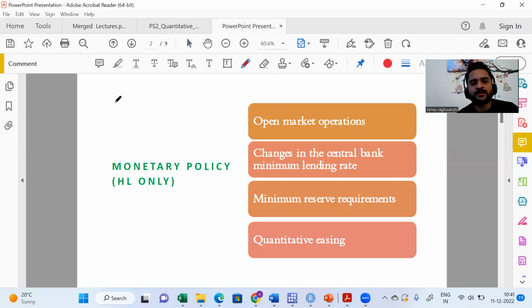So we know that the basic macroeconomic stabilization policies that we study in the course are the fiscal policy, and another is the monetary policy. In monetary policy, these are the tools available in the hands of the central bank with which it can influence and change the money supply in the economy.